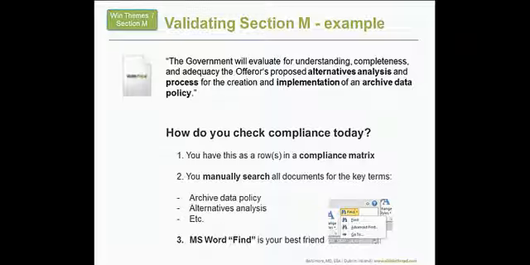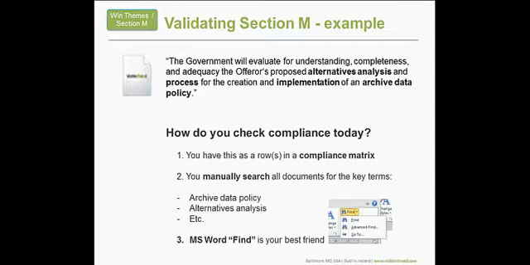And it reads, the government will evaluate for understanding, completeness, and adequacy the offerer's proposal alternatives analysis, and never mind that it's grammatically a little bit iffy, but there we go, and process for the creation and implementation of an archive data policy. Very typical statement that you'll typically see in there. So I've called out in dark text some of the key words that I would tend to hone in on, archive data policy, for instance.